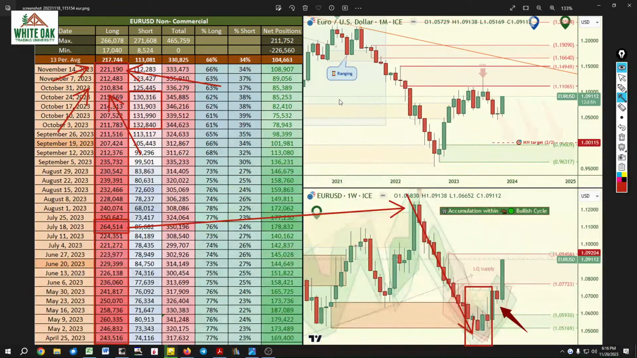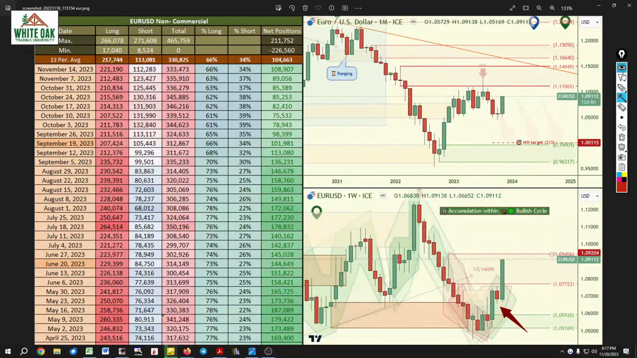So I still have a bearish bias when it comes to the euro. We still have a bearish bias when it comes to euro. But they're not going to drop price when retail traders are massively short. It's just not going to happen. They're going to drop price when they are well positioned for it.